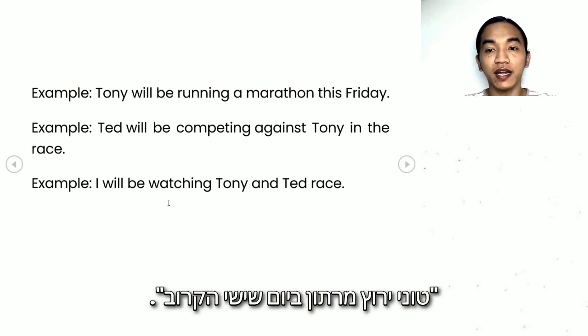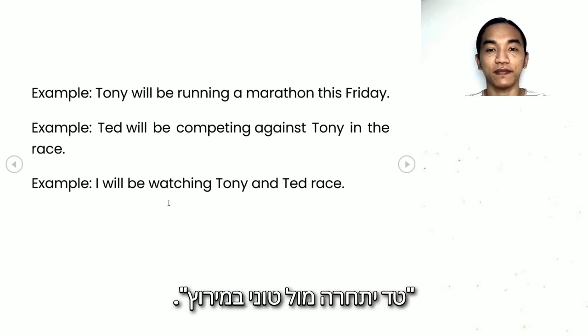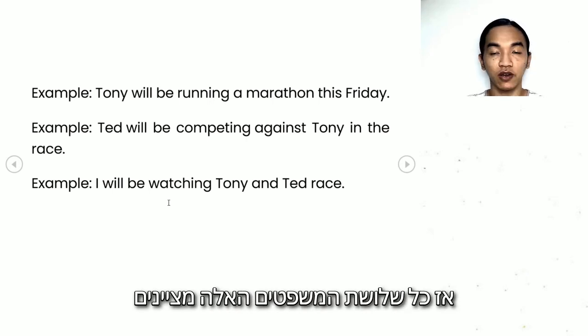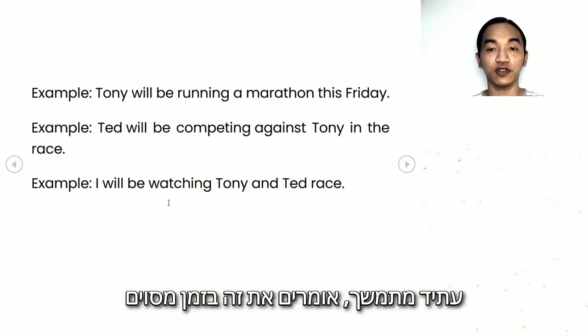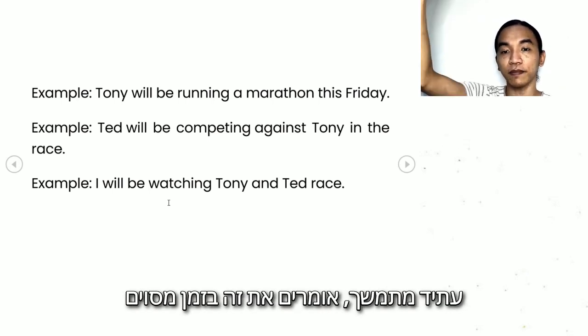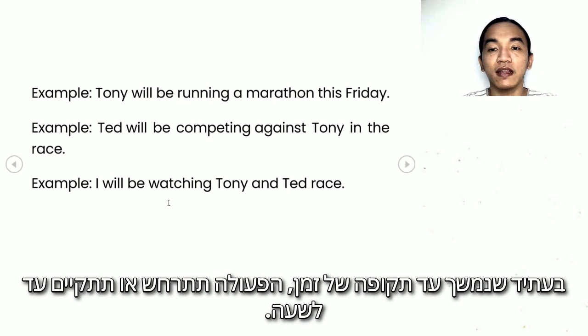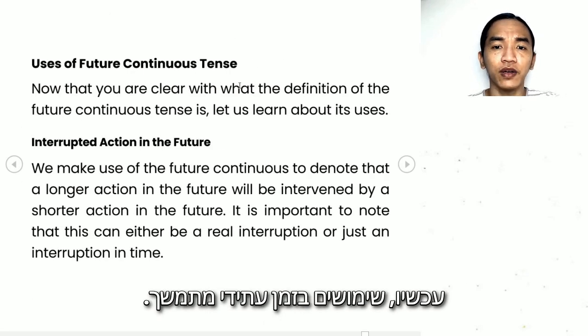Now, let's see the example. Tony will be running a marathon this Friday. Ted will be competing against Tony in the race. Next, I will be watching Tony and Ted race. Okay, so all of these three sentences denote the future continuous tense, saying that at a particular time in the future and continuing up until a period of time, the action will take place.